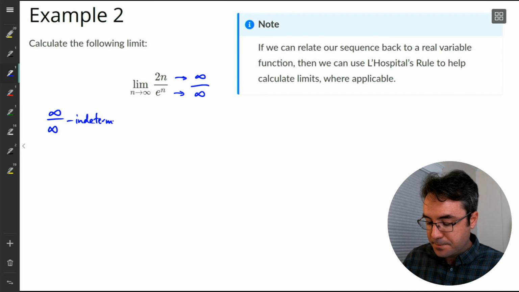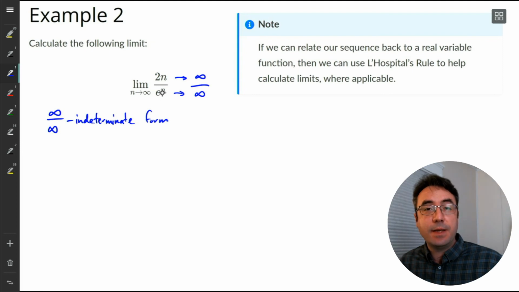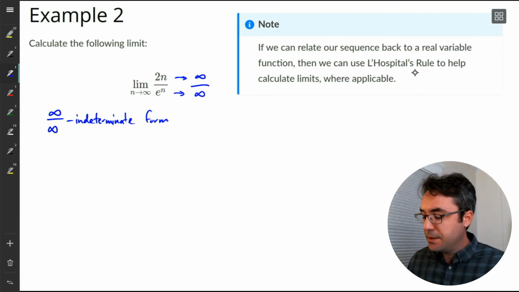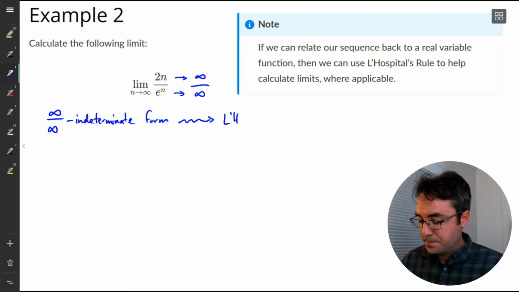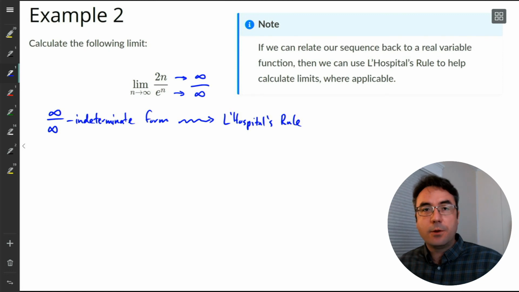We don't know what's happening. The top might win, the bottom function in the denominator might win, or they might balance out. So we don't know what's happening. But when we see infinity over infinity, or something like 0 over 0, we should immediately think L'Hopital's rule. And we know L'Hopital's rule is related to derivatives. So to talk about derivatives, we have to have a real variable function. So that's what we're going to do. We're going to relate this sequence, the terms in our sequence here, to a real variable function.